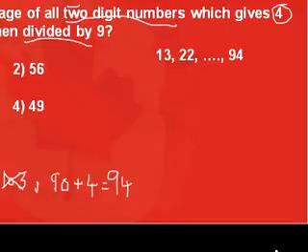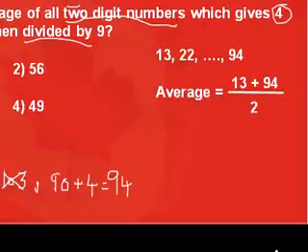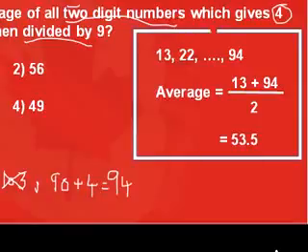So we've got ourselves an arithmetic progression series. So the average of this series is 13 plus 94 by 2. Hence the answer is 53.5. So let me take a quick recap here of what we did.